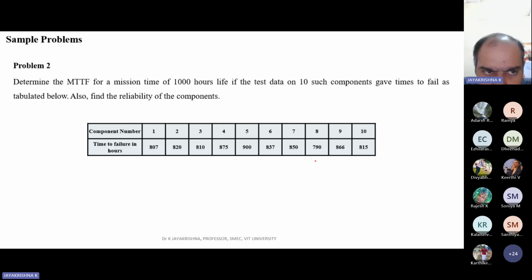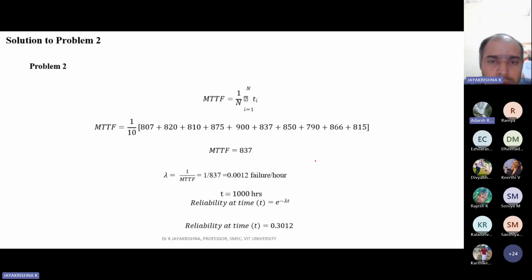You have written the formula, right? I asked you to write the formulas for repairable and non-repairable, four formulas you wrote. MTTF is equal to 1 by lambda. Lambda is equal to 1 by MTTF. You remember? So using that, we are going to solve.